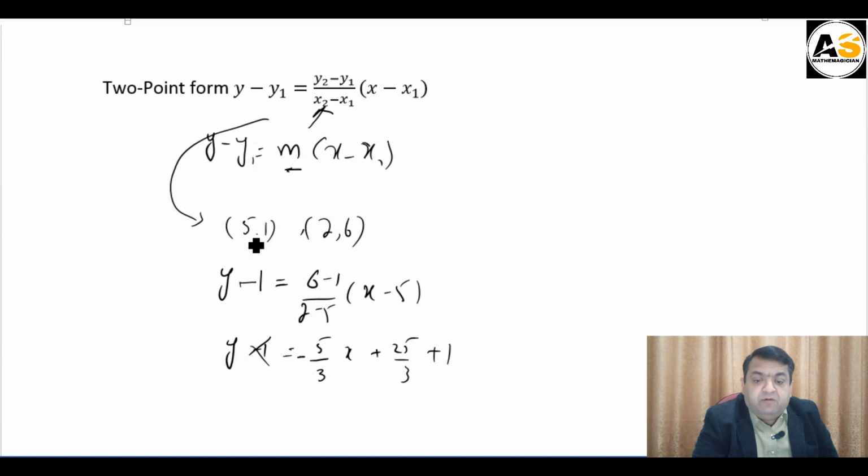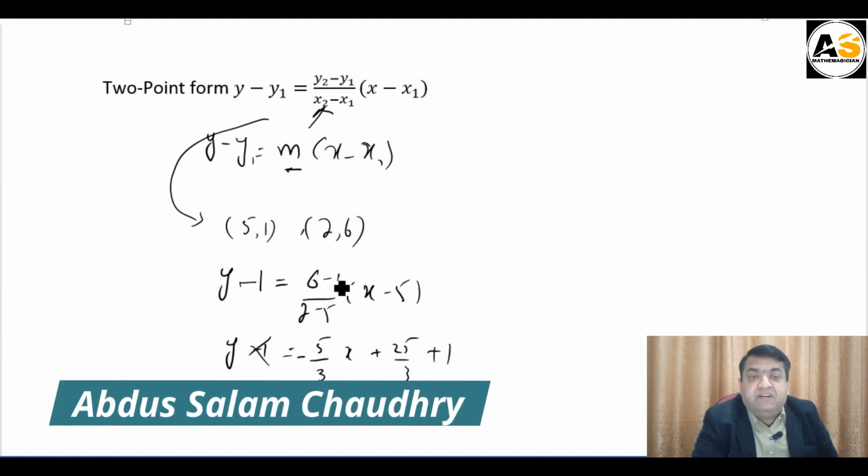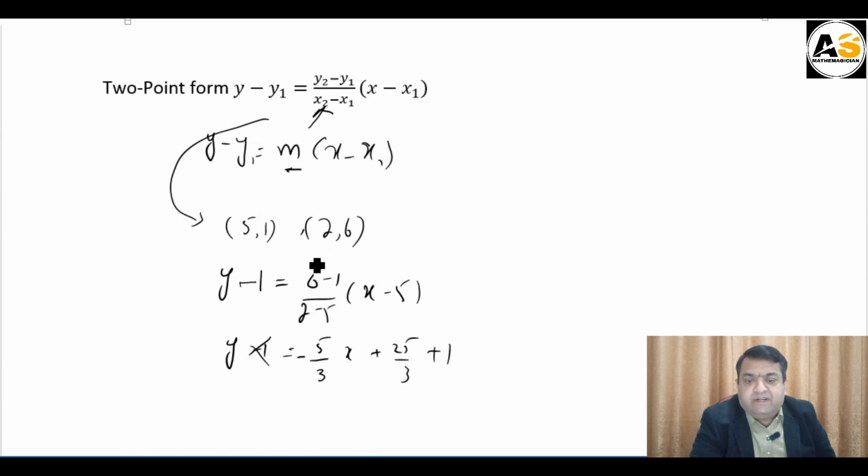One thing we need to keep in mind: if this is x1 y1, this will be x2 y2. Here, if I take y minus y1 is equal to y2 minus y1, then this will be x2, it should be 2 minus 5. It cannot be 5 minus 2. This order matters. But you can make any point x1 y1, and then the other point will become x2 y2.